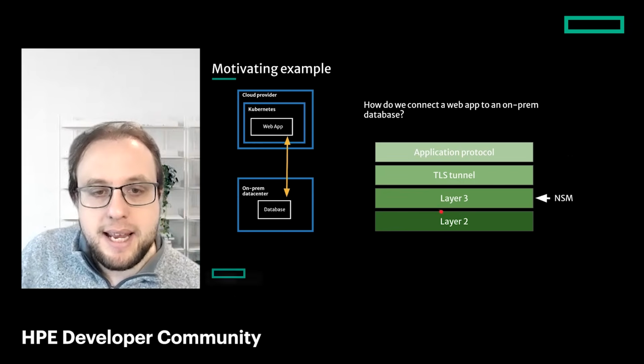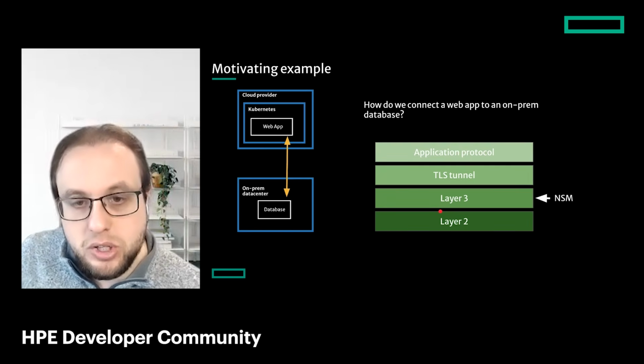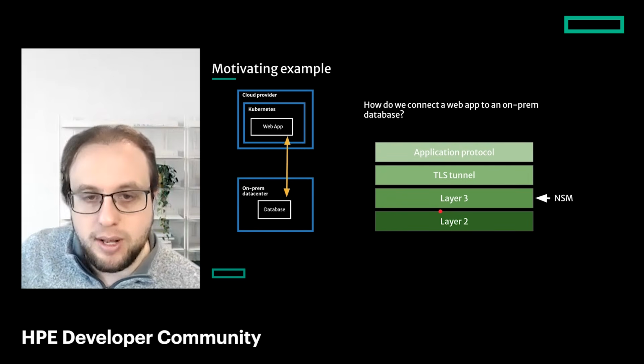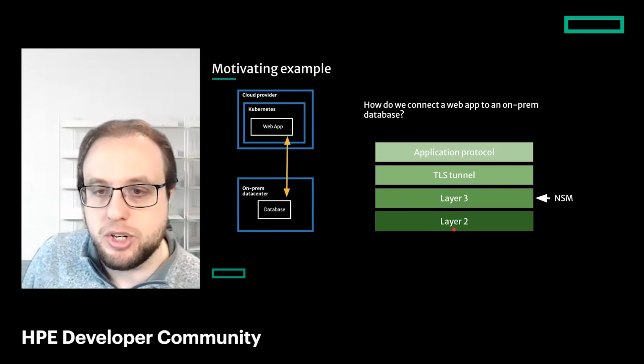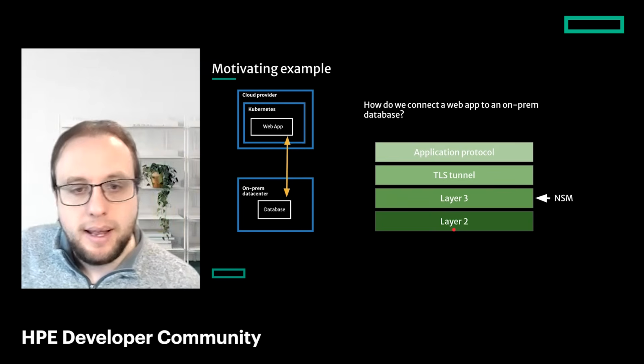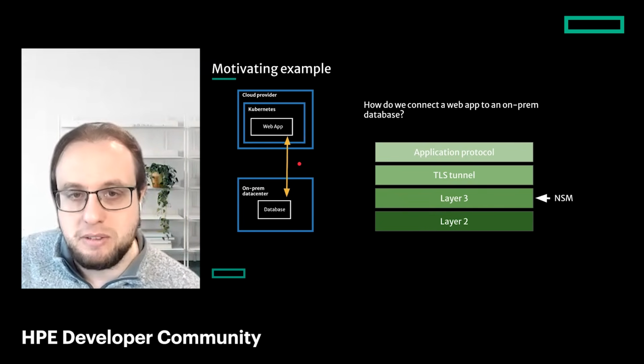And then once I'm done talking about SPIFFE and SPIRE, Frederick will be getting into network service mesh, and that's at a lower level. That's at layer 3, or it can even operate at layer 2. And there's some reasons you might want to do layer 2, which I'm sure he'll get into. So this will be the motivating example to keep in your mind as we're talking about how SPIFFE and SPIRE work.